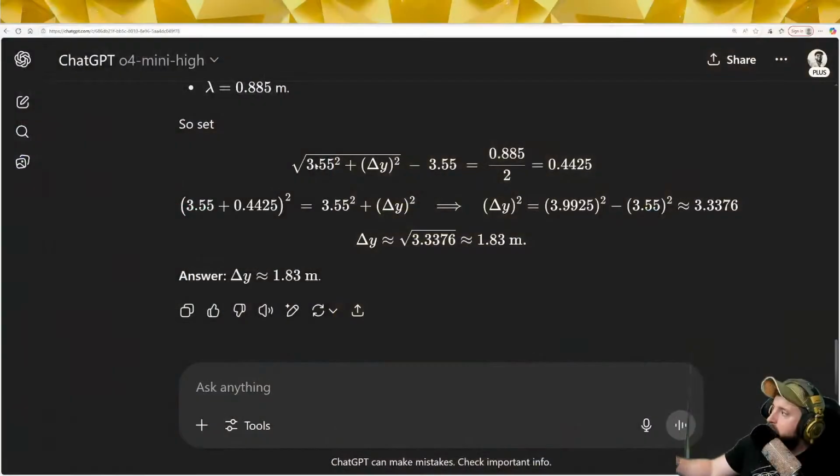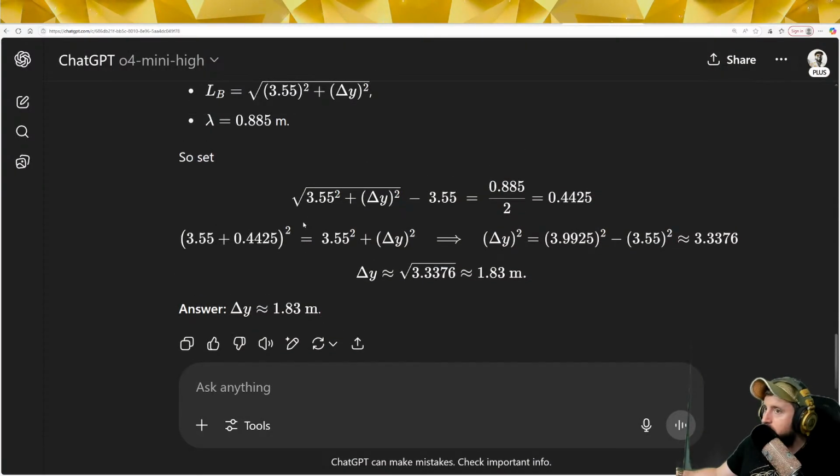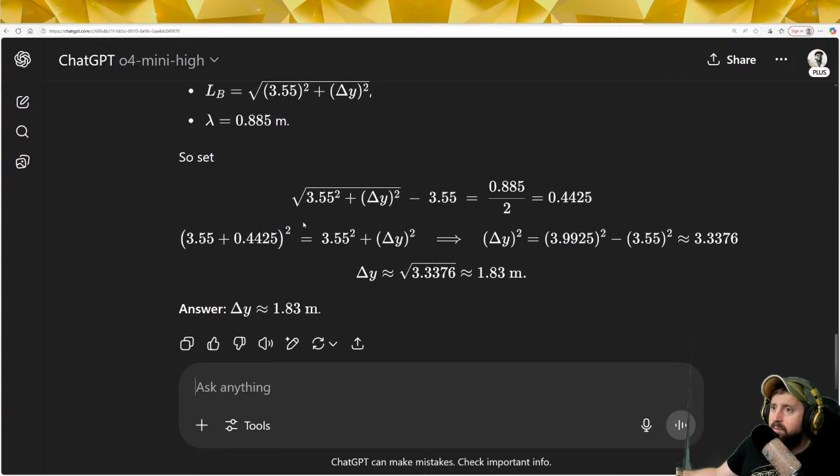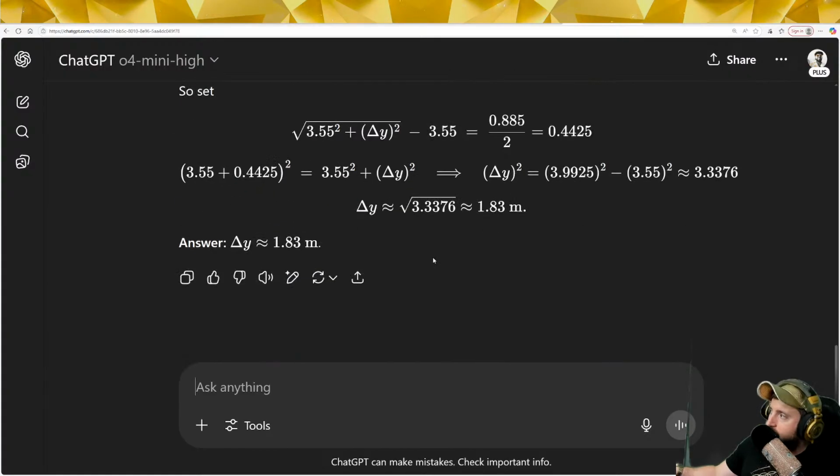ChatGPT says 1.83 meters. My man. Yeah, I know it seems big, but it's because the wavelength's already big. The wavelength is 0.885. Also, you're not that far away, right? You're only 3.55 meters away. Yeah, 1.83. Nice. Okay, cool.